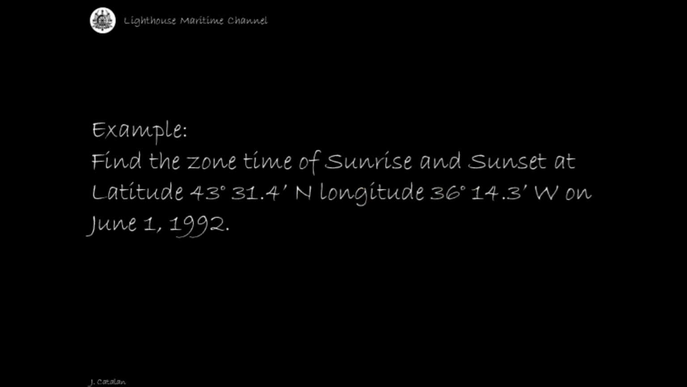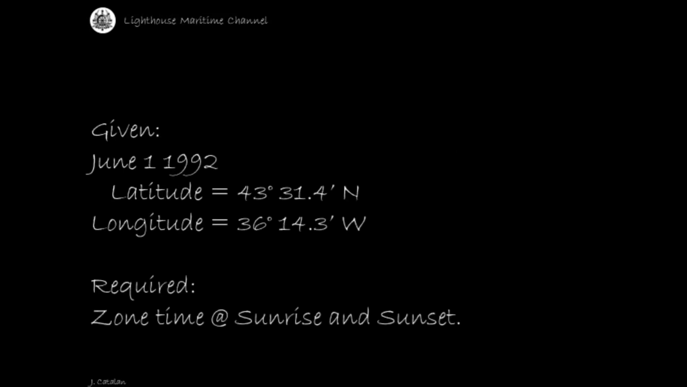Example. Find the zone time of sunrise and sunset at latitude 43 degrees and 31.4 minutes north, longitude 36 degrees and 14.3 minutes west, on June 1, 1992. Given: June 1, 1992. Latitude is equal to 43 degrees and 31.4 minutes north. Longitude is equal to 36 degrees and 14.3 minutes west. Required: zone time at sunrise and sunset.